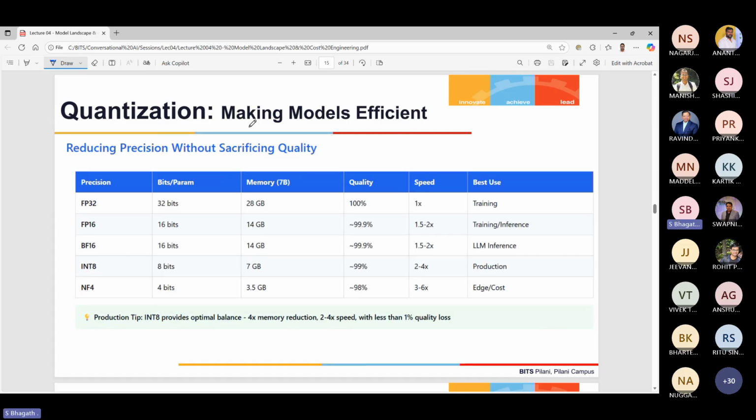So quantization, I hope everybody knows this quantization, FP32 and other formats. Anybody doesn't know what is quantization? Any doubts on quantization? Sir, I have a query. Let's suppose one query is such that it requires both SLM and LLM. So how will it be broken down?